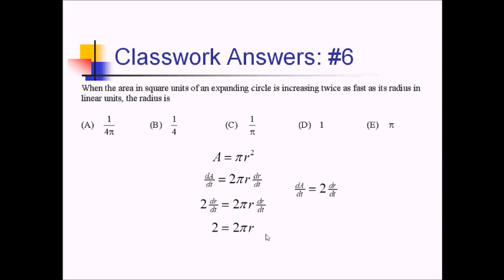Normally, I wouldn't be allowed to divide by a variable, but I'm guaranteed that this is not going to be 0. dr over dt can't be 0. How do I know this? Well, they said that we have an expanding circle. That means the radius must be increasing, which means it can't be 0. It has to be positive. So all I have to do at this point is divide by 2 pi. That'll give me 2 over 2 pi, which is 1 over pi, giving us answer choice C.